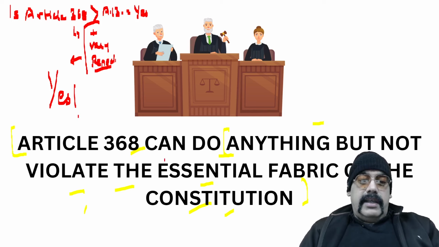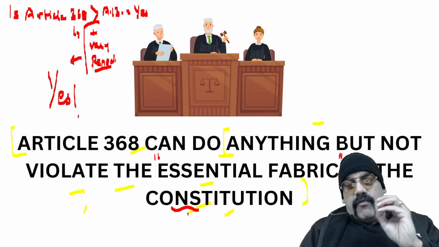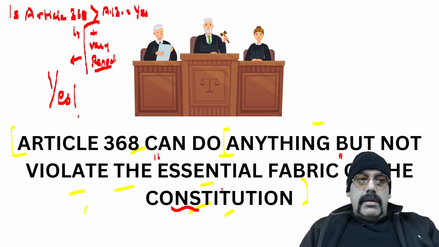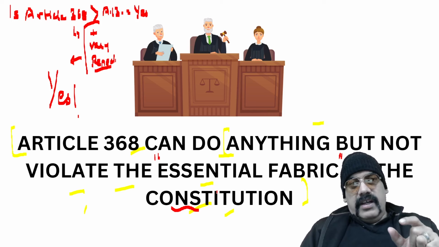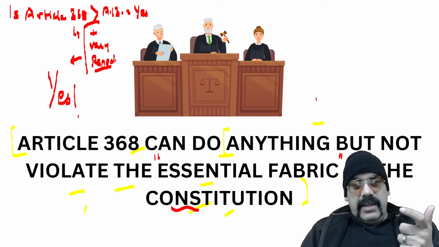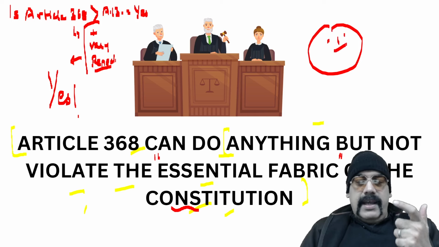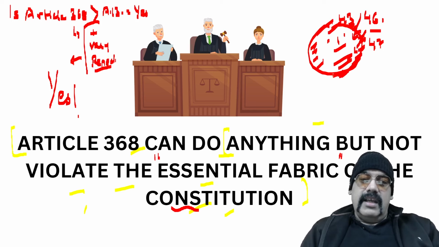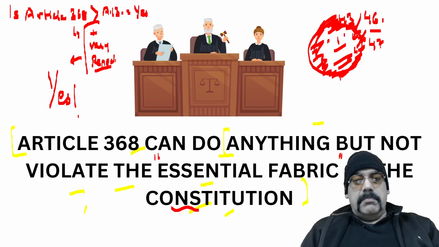But can Article 368 destroy the very fabric of the Constitution of India? The very basis, the very mind. See, when the founding fathers were writing the Constitution of India, every country's constitution is based on certain fundamental underlying principles, certain identities. So just understand this. For example, if I say this is a human being, and I say the human being has to have 46 chromosomes, I cannot make it 47, I cannot make it 44, I cannot make it 43. This is an essential feature which makes this living entity be called a human being. This is a very important part.